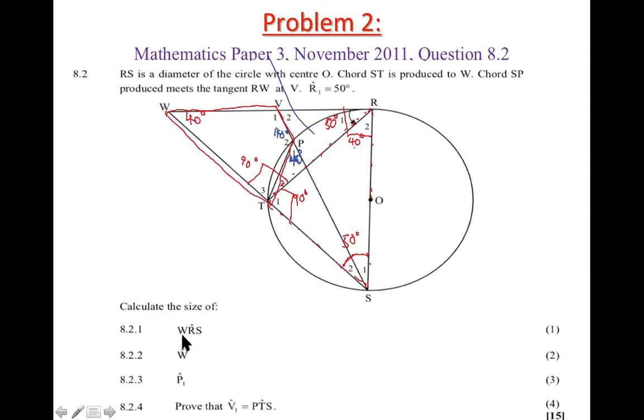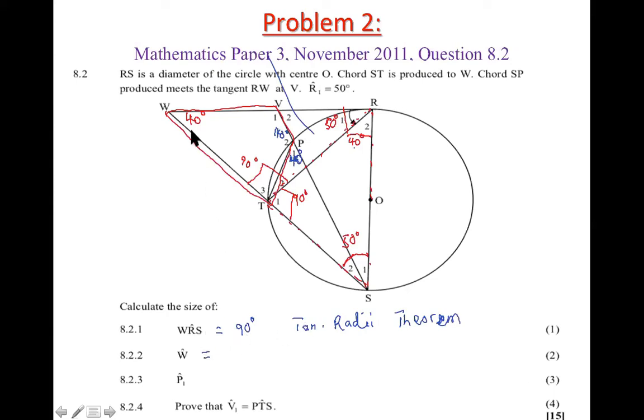Now look at this. You are to find angle WRS. That is the first thing we found. This is 90 degrees. So WRS is equal to 90 degrees. And the reason is what? Tangent radius theorem. So you say tan radius theorem. That is the first thing you need to remember.